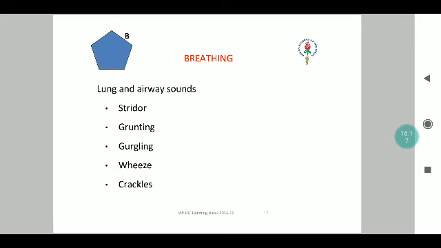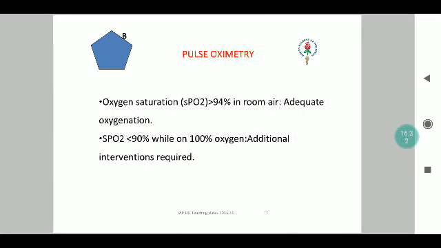Now coming to the respiratory sounds: stridor, grunting, gurgling, wheeze and crackles. I'm sure all of you as medical students would definitely have heard of these in your clinical postings and have seen these cases. Presence of any of these sounds warrants immediate attention for that child. And pulse oximetry is often considered as the fifth vital.